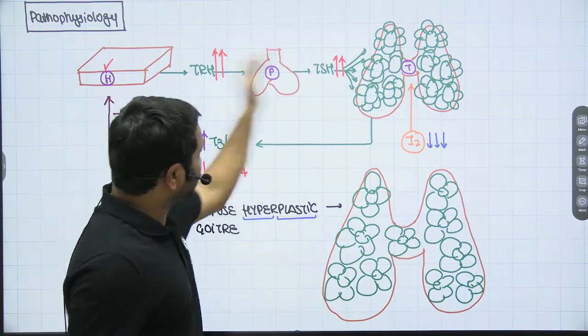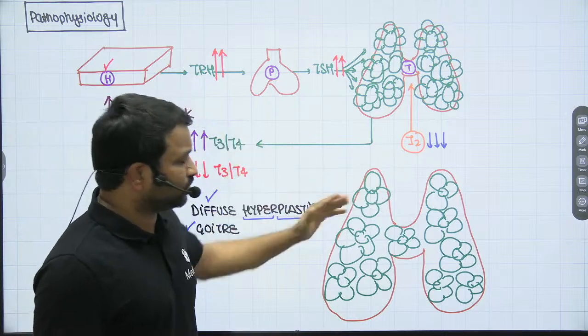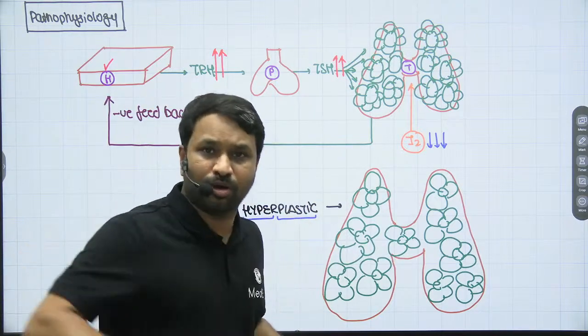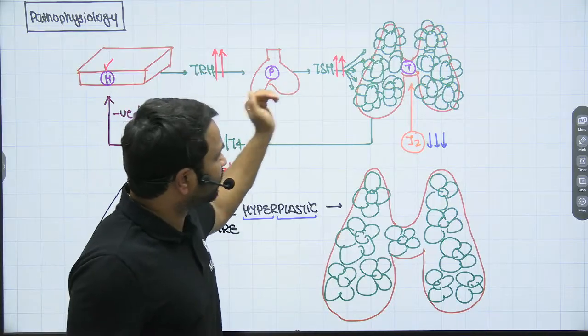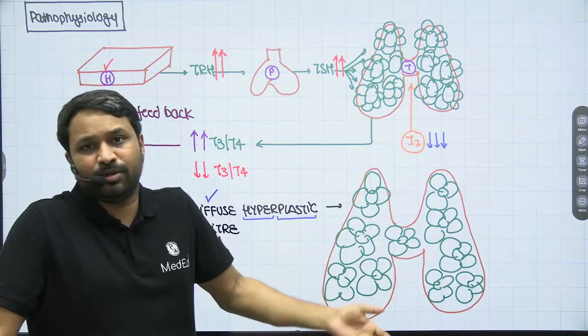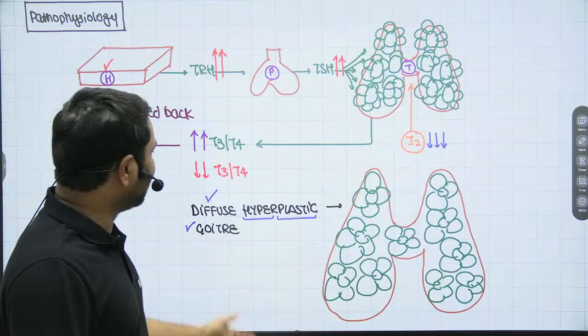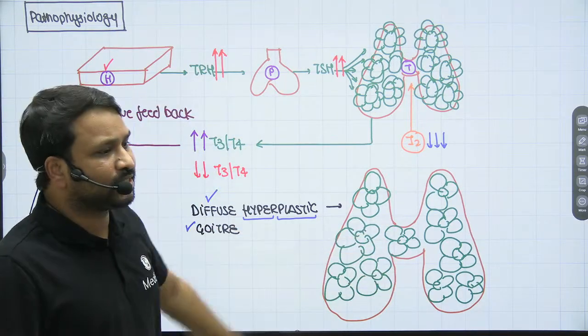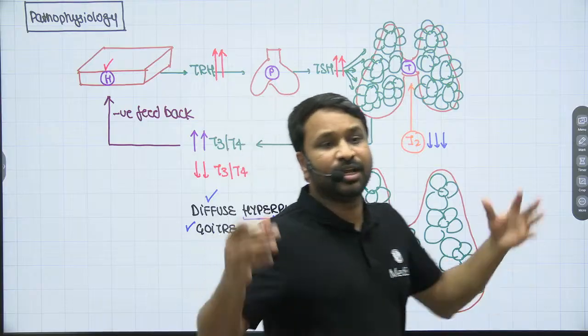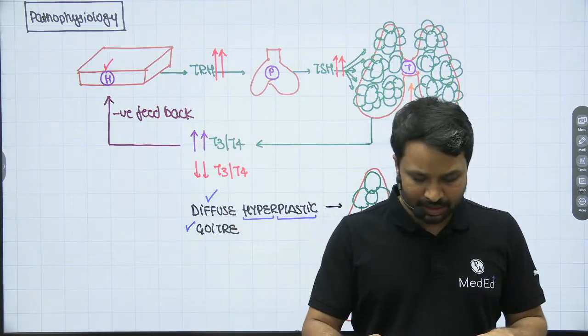The body is trying to push more TSH. It's like the machine is running, but there is no sugarcane. In the same way, when you're trying to give more TSH when there is no iodine supply, there will be no T3, T4, and that decrease in T3, T4 will cause overstimulation of TRH, more TSH, and hence the proliferation of the gland, resulting in diffuse hyperplastic goiter.